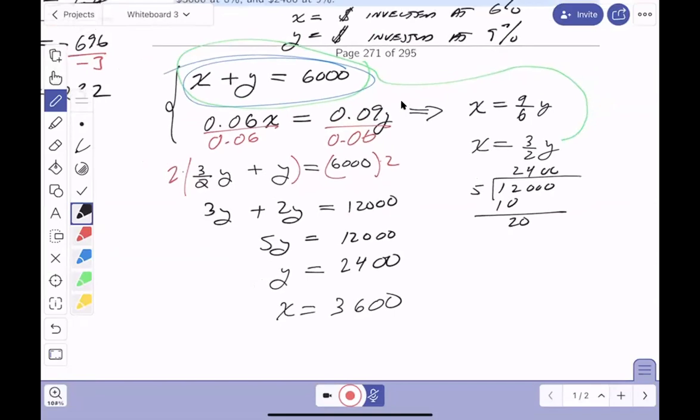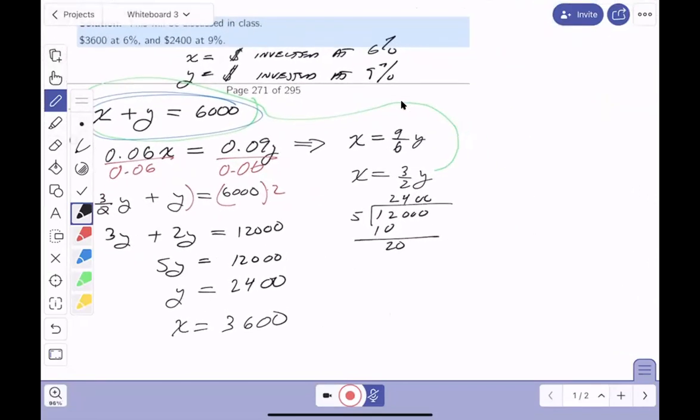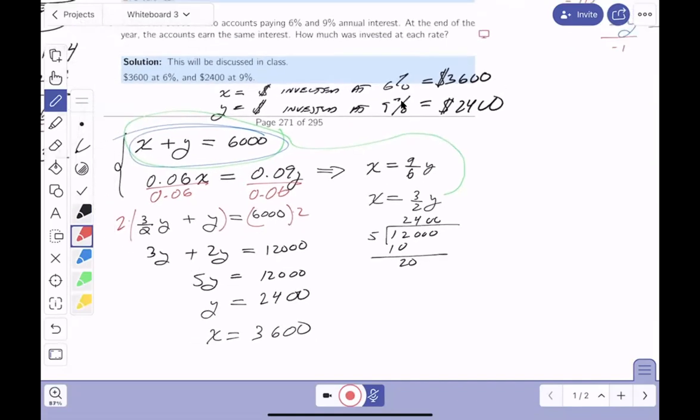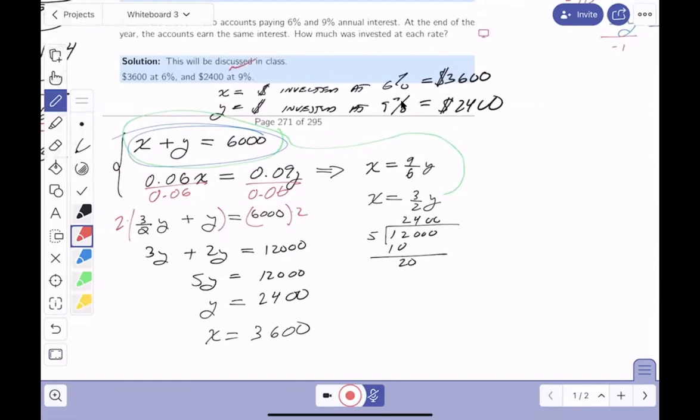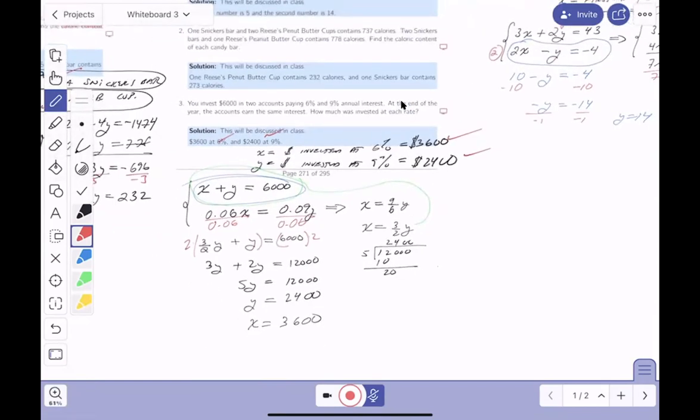So let me go back to the original problem and talk about it. What's x? It's the amount invested at 6%, and that's going to be $3,600. And what's the y? The y is the amount of money invested at 9%, which is going to be $2,400. Again, my recommendation is look at the key to make sure you're agreeing with it. 2,400 at 9% and 3,600 at 6%. All right, so let's go to the next page, number 4.